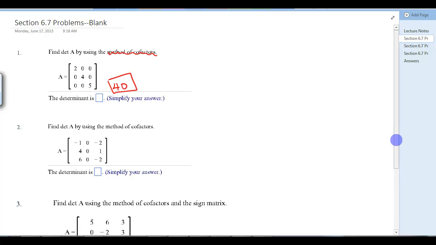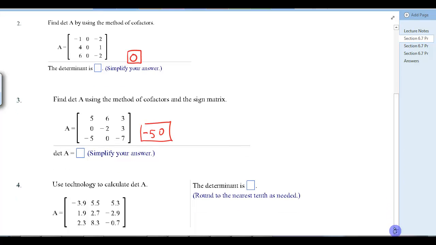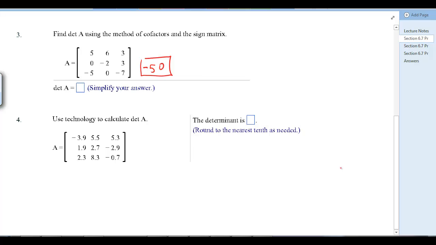So 40 goes in our box here. All right. So you can do that with number 2, and you should get 0. With number 3, you should get negative 50. All right. And then again with number 4, it says round to the nearest tenth.